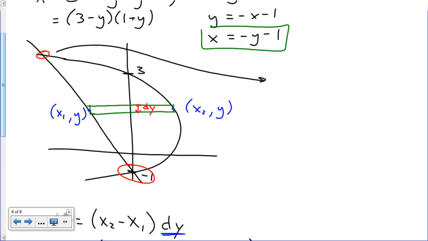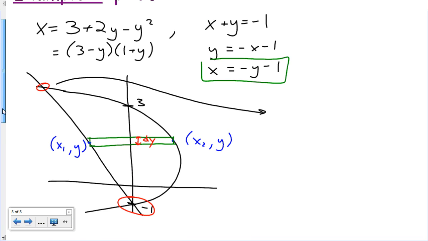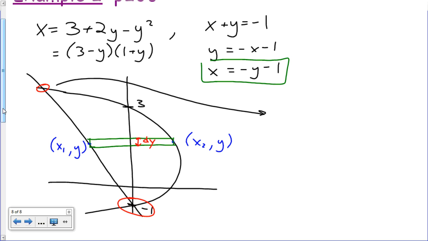So let's just set the two curves equal to each other. So you have 3 plus 2y minus y squared is equal to, set that equal to the x equals -y minus 1, so that's a -y minus 1. So here we have a quadratic equation, and we've got lots of ways you could solve this. You could graph this and find where those two curves intersect, or use your quadratic formula.